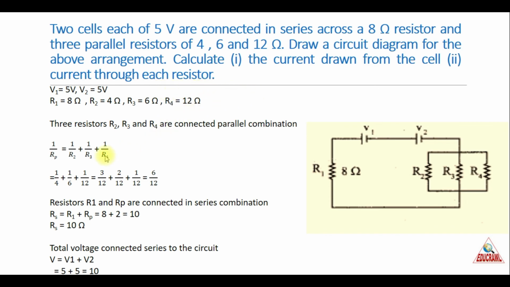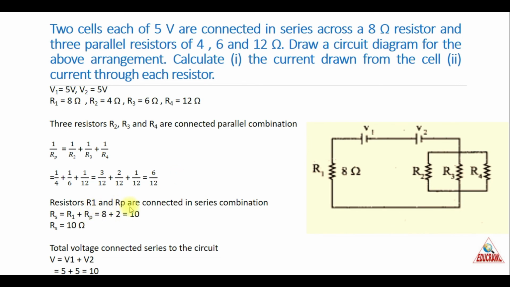First, let us find the effective resistance of the circuit. Since R2, R3, R4 are connected in parallel combination, we use the formula 1/Rp = 1/R2 + 1/R3 + 1/R4. So, substituting the values, taking LCM and simplifying, we get the value as 6/12, which is equal to 1/2. That is 1/Rp = 1/2. So, Rp, the resistance across the parallel connection, will be equal to 2 ohm.